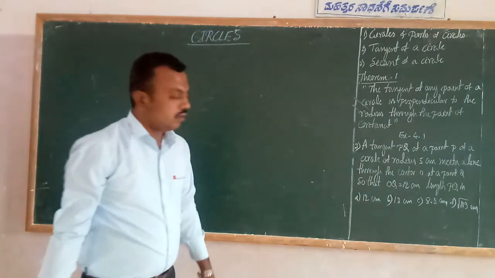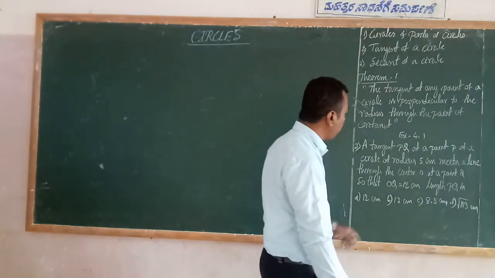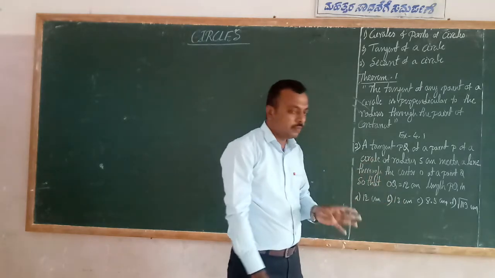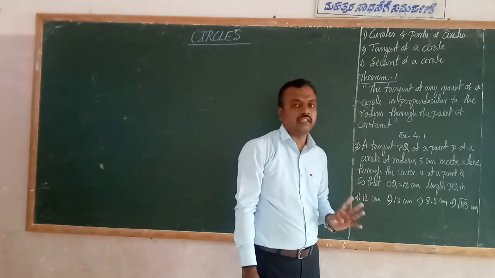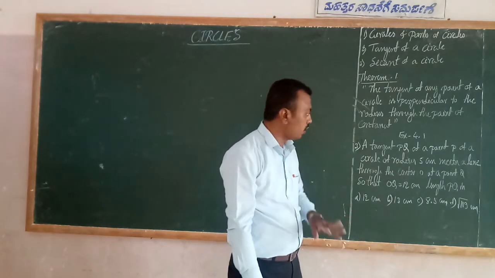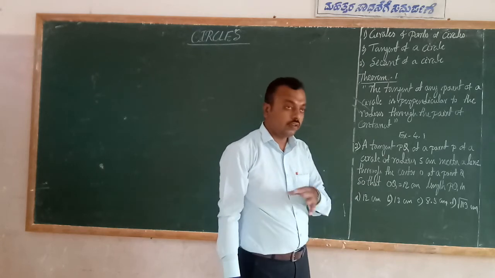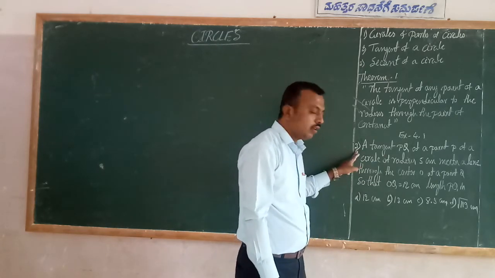Okay students, next I will go to the first exercise in this chapter, exercise 4.1. In this exercise, first the main and second the main. First question: how many tangents can be drawn to a circle? An infinite number of tangents can be drawn to a circle. That is the first question. In the second question, there are some fill in the blanks. You can do it at home. So I will show you the third question only.